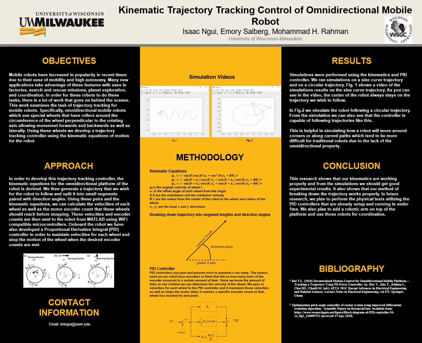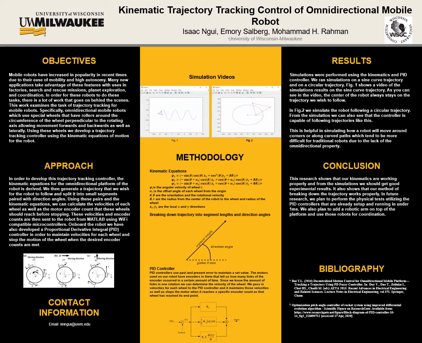Many tasks actually utilize those features very well, such as search and rescue missions, factory helping, planet exploration, and coordination as well. And so in order for these robots to be able to do all those tasks, there's a lot of work that needs to go on in the background. And so what this work looks at is the act of trajectory tracking, which is ensuring that the robot stays on the path that it is designated to follow.